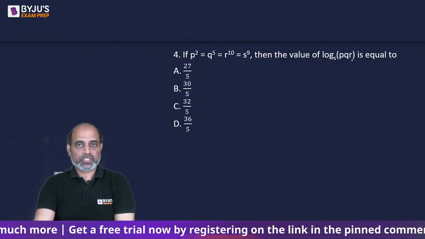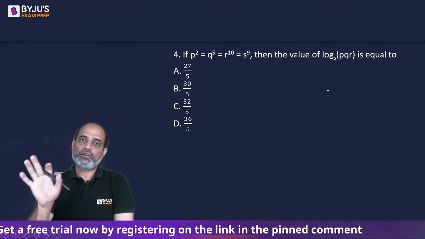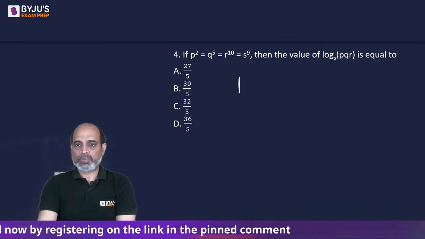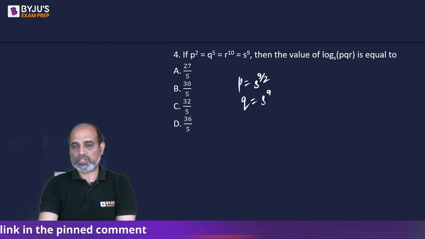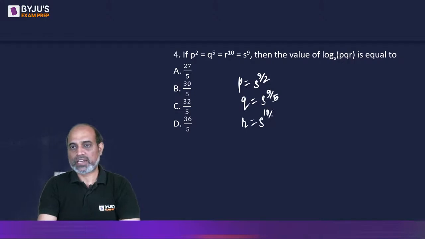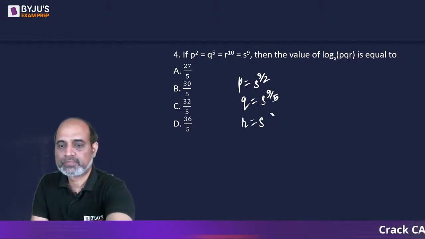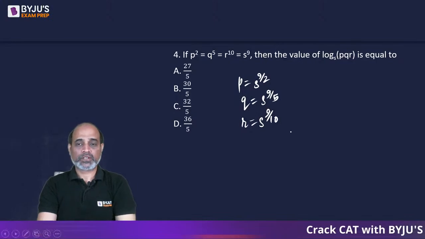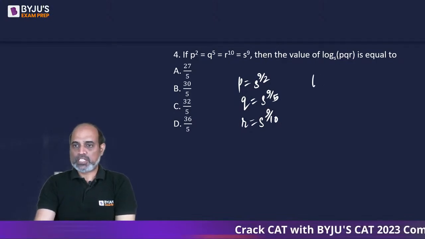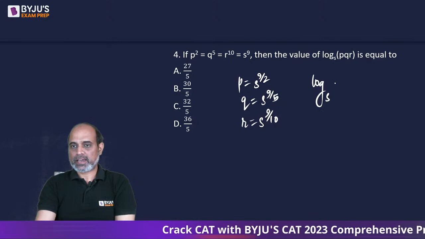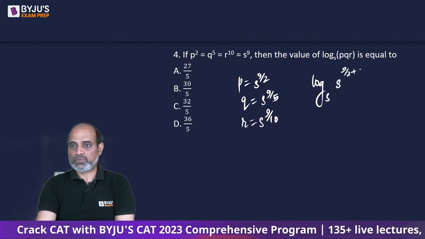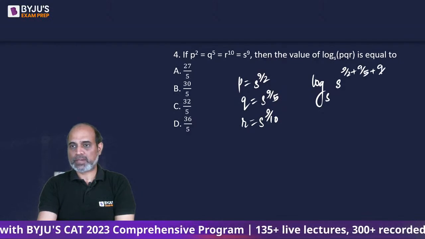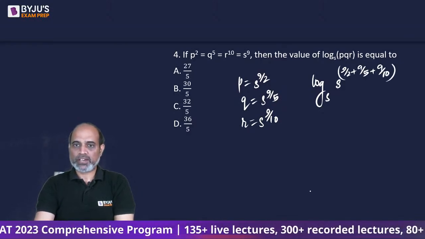So when we have questions like these, you need to convert p, q, r all in terms of s. So from here we can say p is going to be s to the power 9 by 2, q is going to be s to the power 9 by 5, and r is going to be s to the power 9 by 10. Right? So if we put these values, we will have log s, and then we will have p into q into r. That will result in s to the power 9 by 2 plus 9 by 5 plus 9 by 10. So this is what we will have.